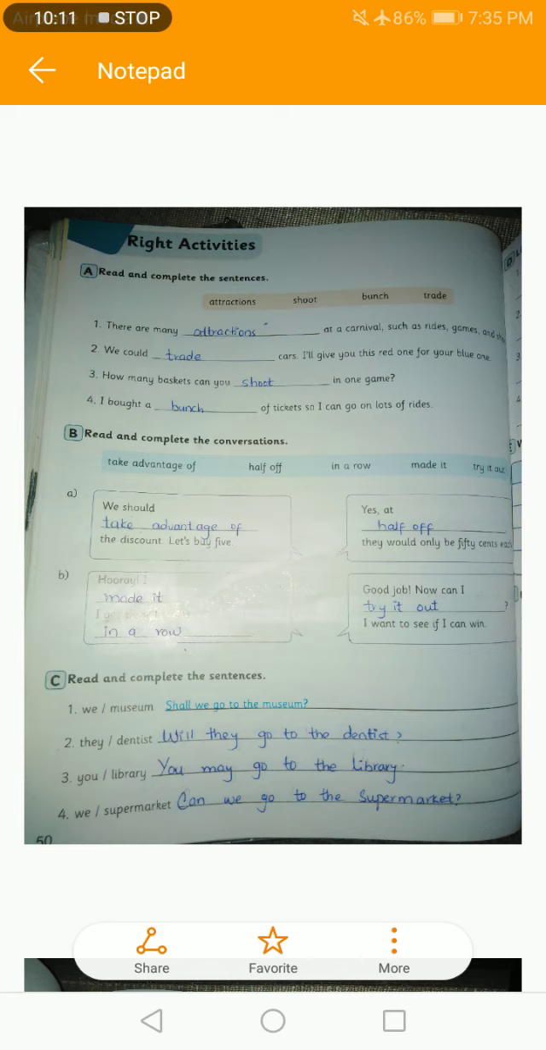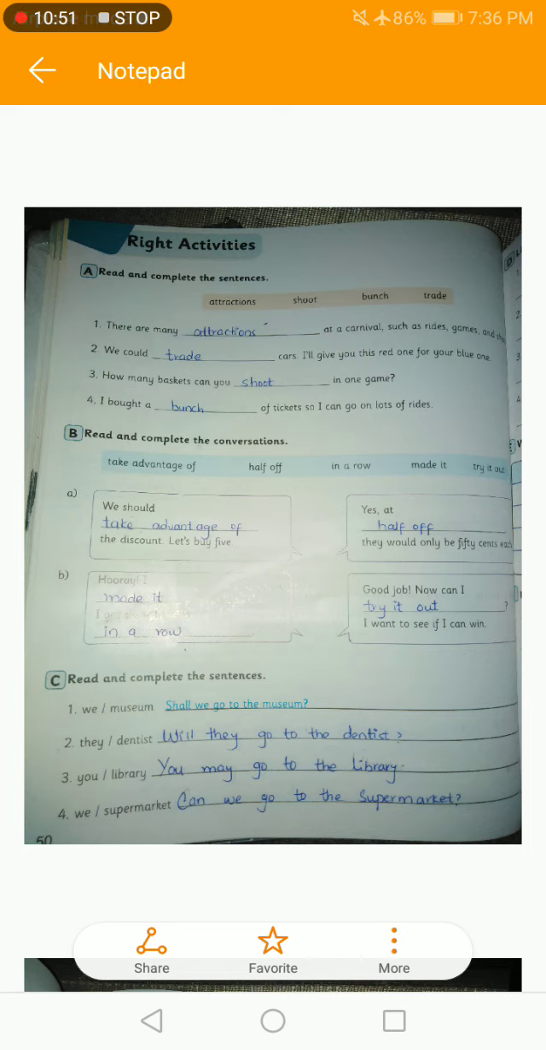Then B: Hooray! I made it. I got 3 baskets in a row. So here in the first blank you have to write made it, and in the second you have to write in a row. Then we have the third one. Yes, at half off they would only be 50 cents each. So here, half off. Good job.